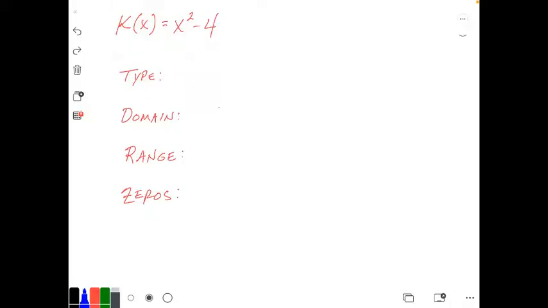All right, in your notes you have the function k of x equals x squared minus 4, and you have the graph there, and we're going to answer and fill in the 4 blanks there. So type of function, the domain, the range, and zeros. So let's start with the type. Because this is a U shape, we're going to say this is quadratic. And in order to tell if it's quadratic from the equation, I have an x squared. So if the highest exponent of x is a square, then it's a quadratic function.